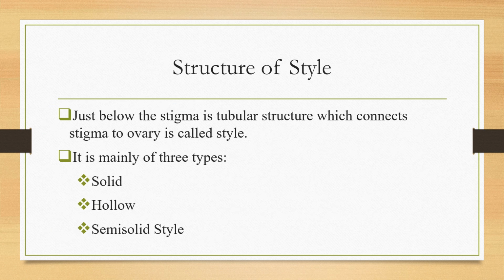Just after the stigma, let us study the structure of the style. Just below the stigma is a tubular structure which connects the stigma to the ovary. It's called the style. It is mainly of three types: solid, hollow, semi-solid.